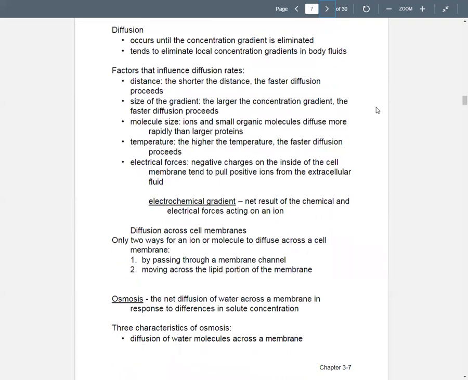So diffusion is going to happen until you eliminate the concentration gradient. Your goal is not to have diffusion happening forever. It's to get to a point where there's no concentration gradient. Then there's still movement, but the concentrations are going to stay the same at that point.